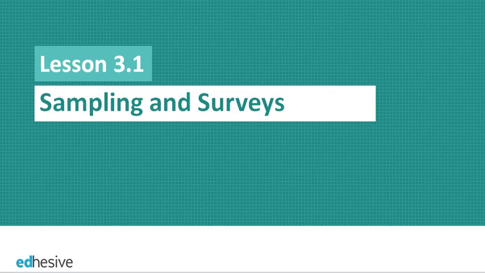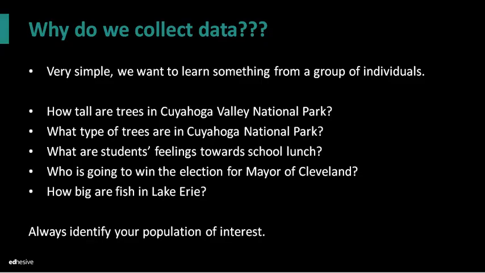All right, welcome to lesson 3.1, the very first lesson of unit 3 on sampling in surveys. In the previous two units, we really worked with data, and now we want to talk about how to get that data and why. So the first question we want to ask is, why do we collect data? Well, very simple. We want to learn something from a group of individuals. So why do we want data? Because we want to learn something.